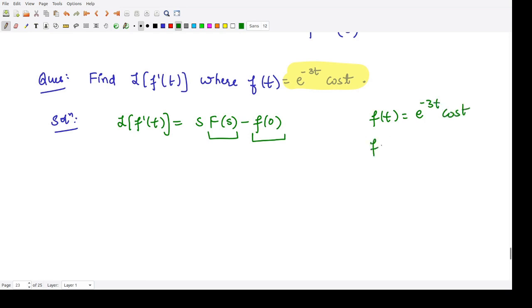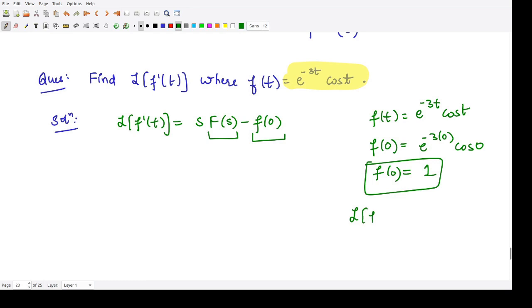So from here, what would be f of 0? It would be e to the power minus 3 into 0 cos of 0. So e to the power 0 is 1, cos of 0 is 1. So we have f of 0 as simply 1. So this is one thing that is required here. And then we require the Laplace transform of f of t. So this is nothing but F of s. So this is one thing that we require.